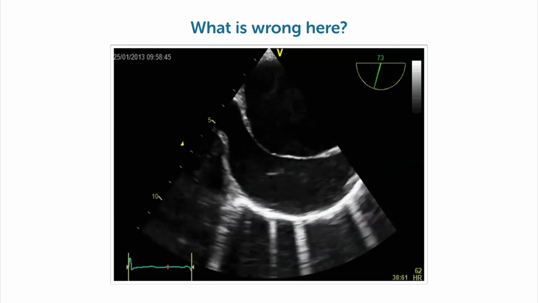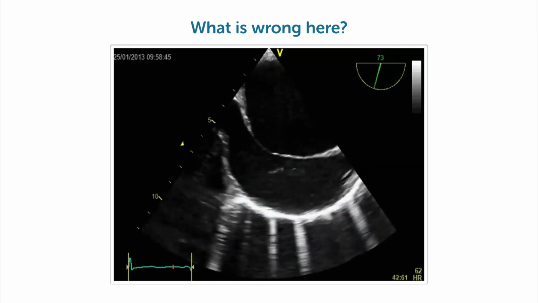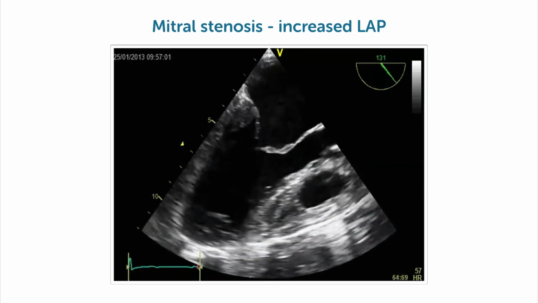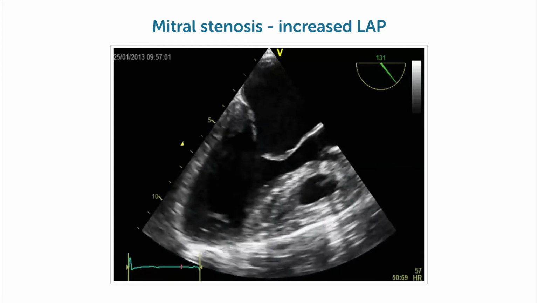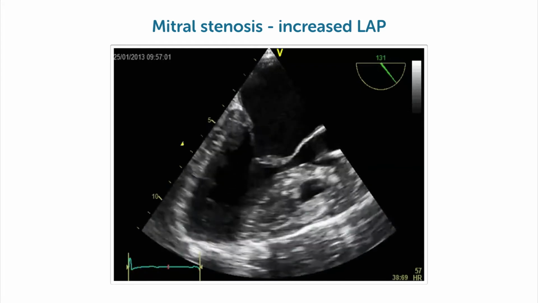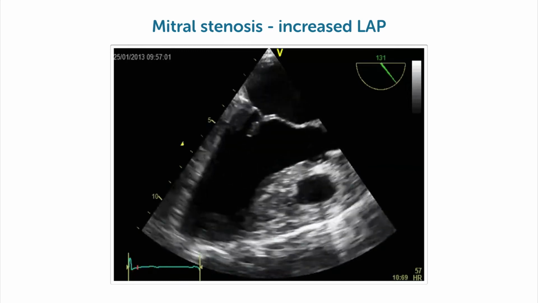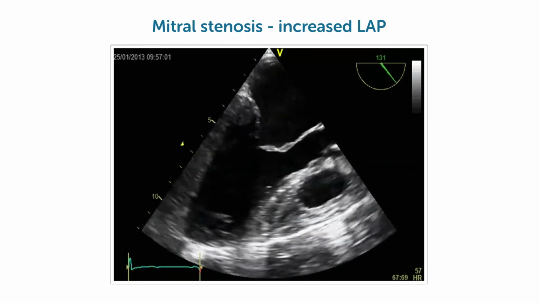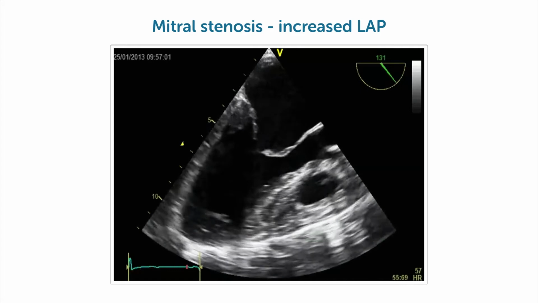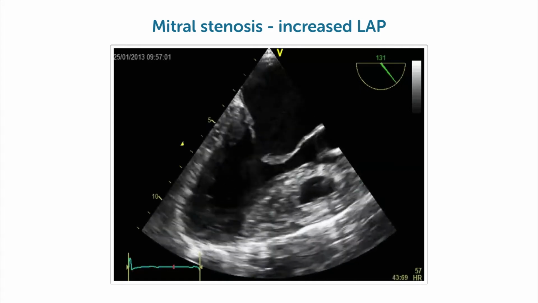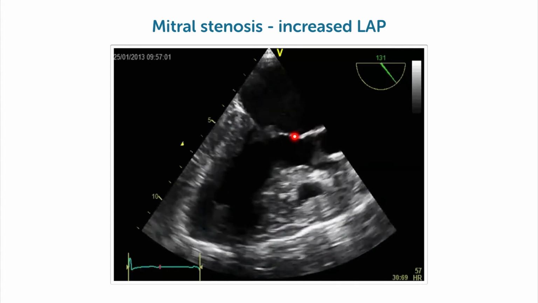It's what we call bulging of the IAS towards the right, and the reason is that this patient has mitral valve stenosis. This causes an increase in the left atrial pressure and therefore shoves the intra-atrial septum towards the right. The hallmark, as with transthoracic echocardiography, is doming of the anterior leaflet.